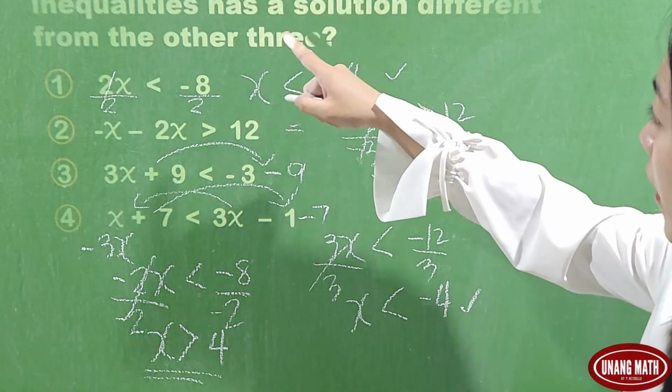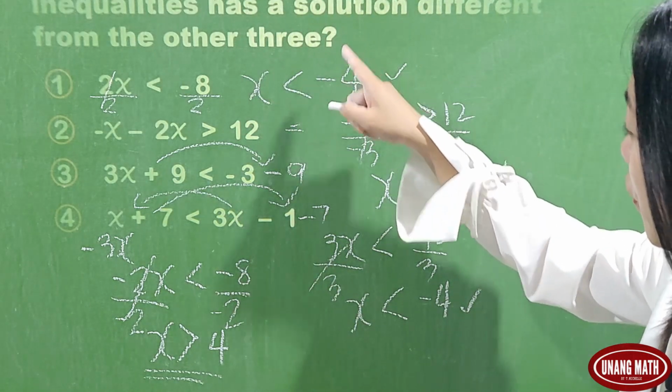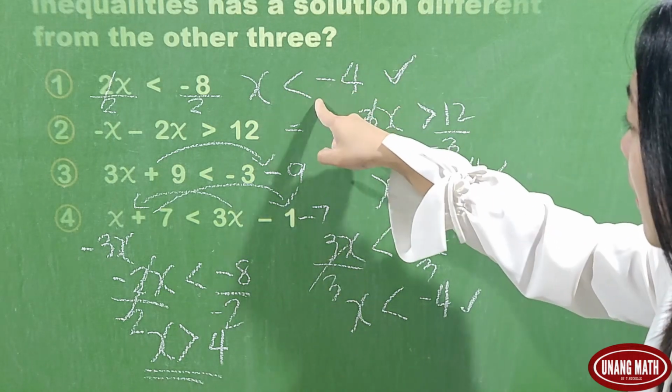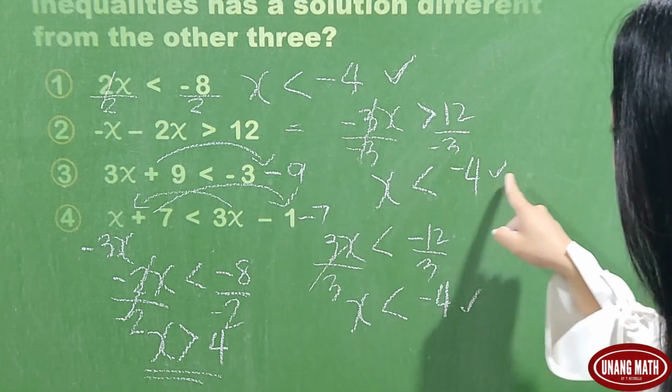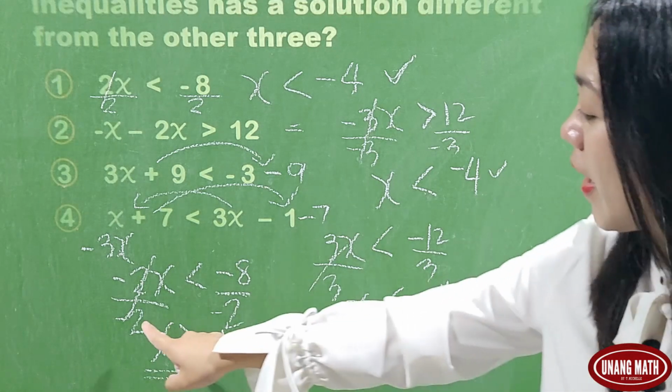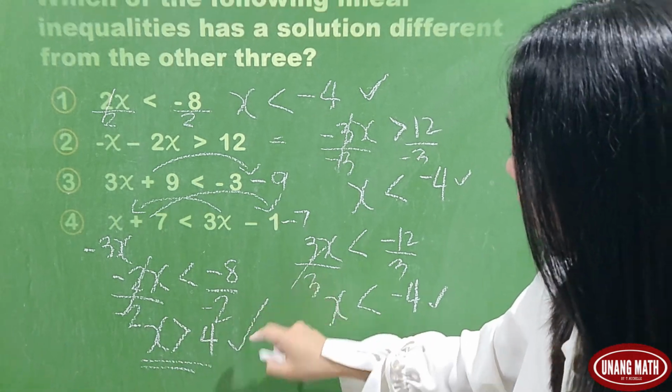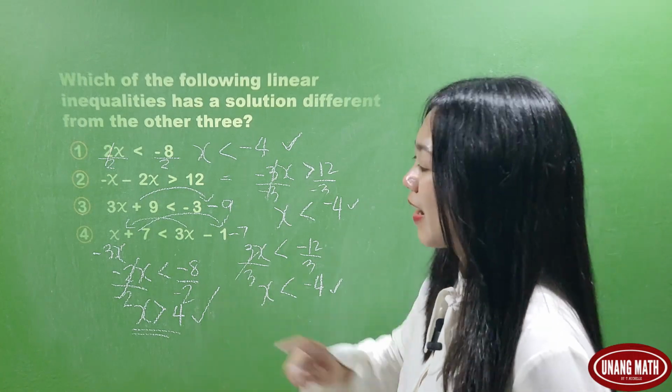So which of the following has a solution different from the other three? x is less than negative 4, x is less than negative 4, x is less than negative 4, x is greater than 4. So our answer is number 4.